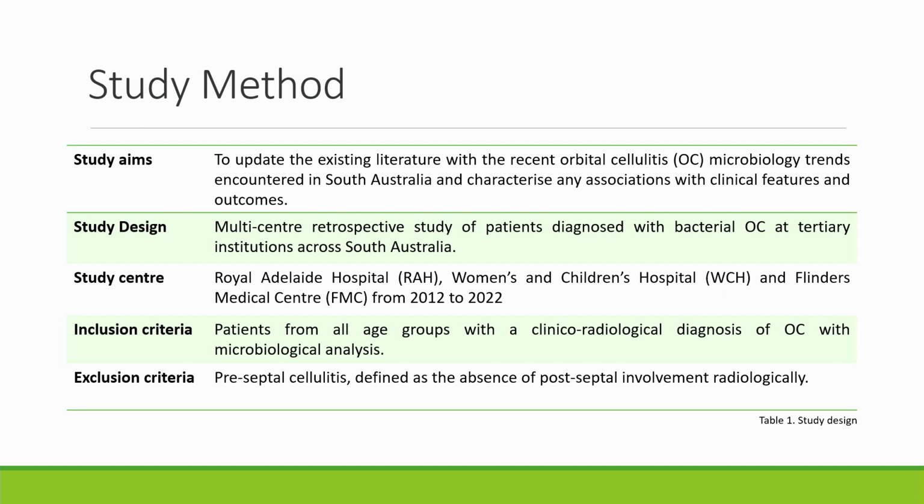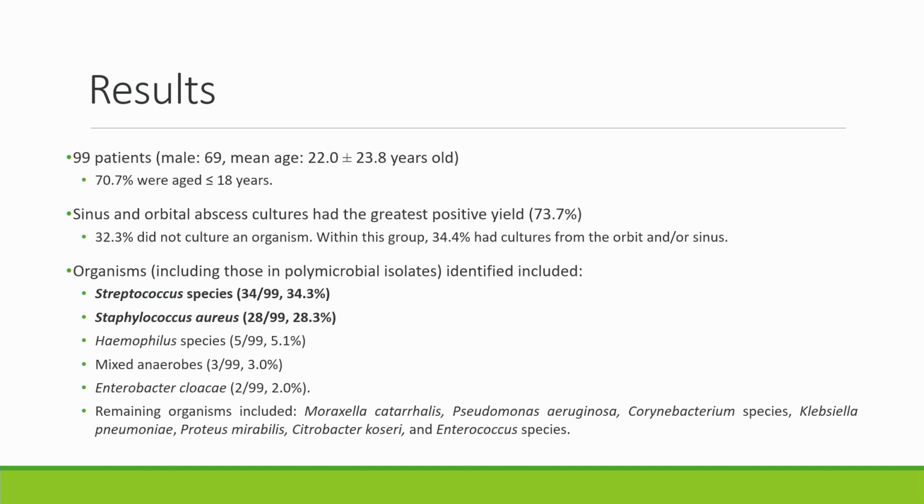It was a multi-center retrospective study at 3 tertiary institutional centers in South Australia, and patients of all ages with a clinical radiological diagnosis of orbital cellulitis were included. Preseptal cellulitis was excluded. So this study had 99 patients between January 2012 and August 2022. The mean age was 22, ranging from 13 days old up to 91 years old, and there were 70 pediatric cases. 67.6% of patients had an organism identified, and no organism was identified in the remaining 32.3%.